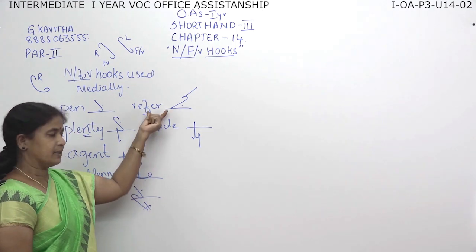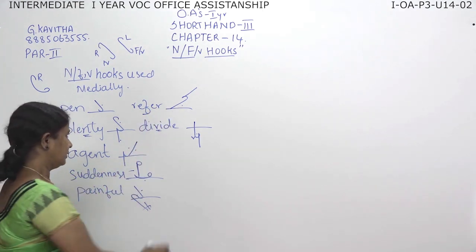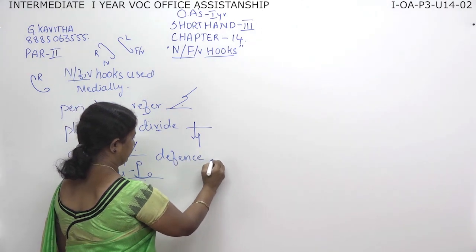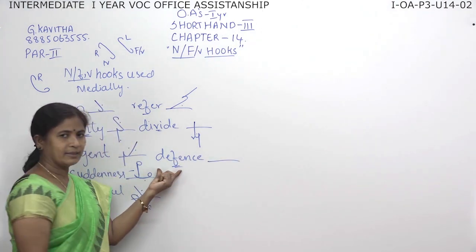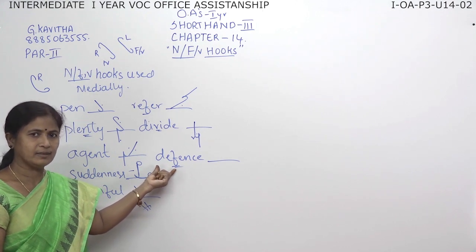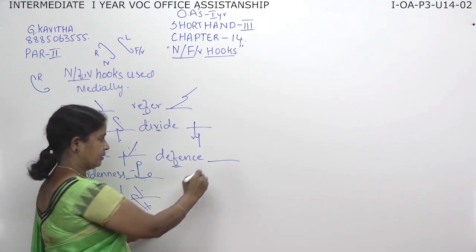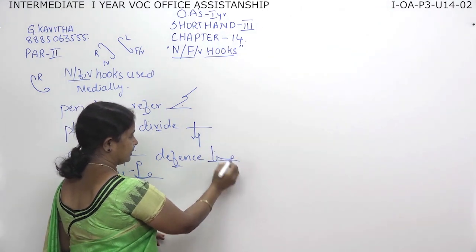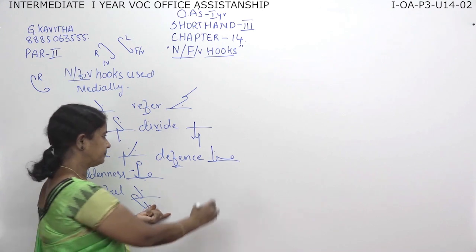Okay. Refer. Divide. Defense. Defense. D, F hook. F is coming in the middle of a word. How do we write? D, def. So you can place D, F and N circles. Defense. Okay.